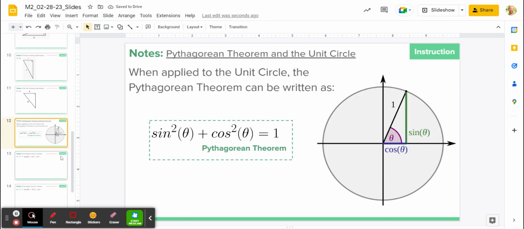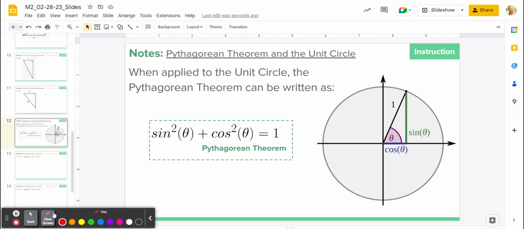All right, so there's one more section of notes, and this kind of ties it back to our unit circle. So make sure we get this formula down here. Basically, when applied to the unit circle, the Pythagorean theorem can be written as sine squared plus cosine squared equals 1. And if we remember what our unit circle looks like, this image on the right, which you do not need to copy down, we have a radius of 1. That's always our hypotenuse. Cosine is our width of our triangle. Sine is our height of our triangle.